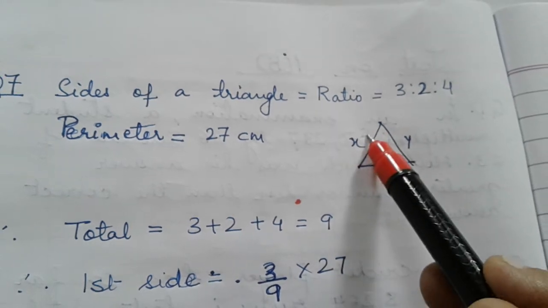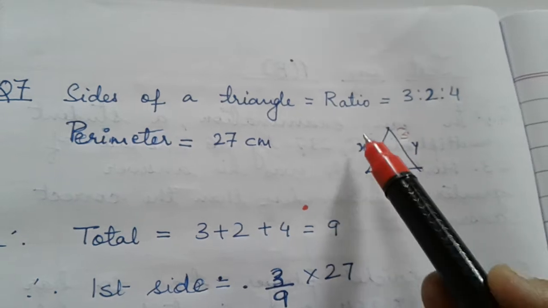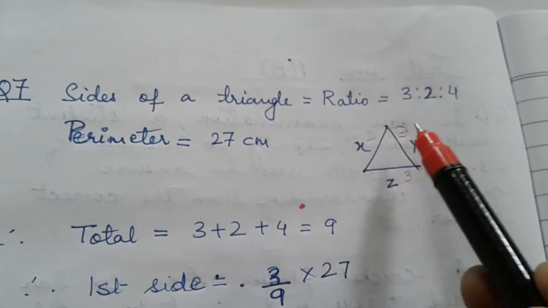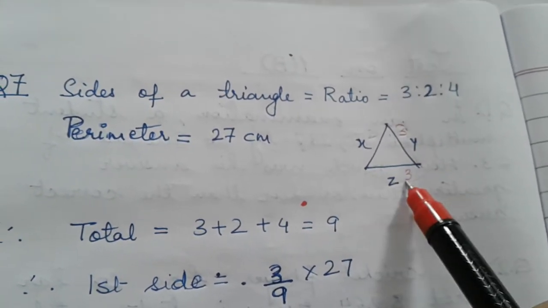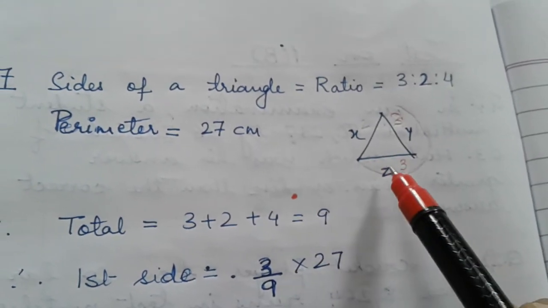For example, if this is 2 centimeter, this is 3 centimeter and this is again 3 centimeter. So 2 plus 3 plus 3. 2 plus 3, 5. 5 plus 3, 8. So we will say 8 centimeter is the perimeter of this triangle. So what is a perimeter?